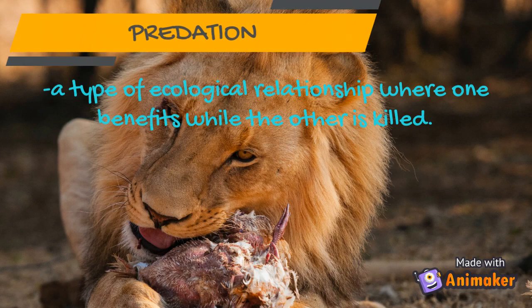Next is predation, a type of ecological relationship where one benefits while the other is killed. Here, a predator hunts and eats its prey. An example of this is a lion hunting and eating the bird.